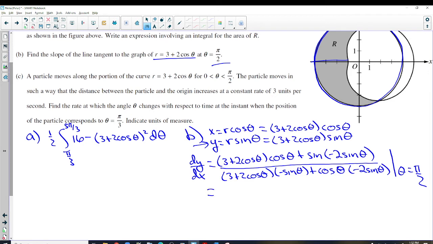So cosine of pi over 2. Oh, pi over 2 is going to be nice because we get some zeros. That's going to be 3 plus 0, so 3, times cosine of pi over 2 is 0, plus, I left theta off. Sine of pi over 2 is 1. Over cosine of pi over 2 is 0. Sine of pi over 2 is 1, so negative 1. Cosine of pi over 2 is 0. It doesn't matter now, but sine of pi over 2 is 1, so that'll be negative 2. So we got 0 here, 0 there. Negative 2 over negative 3, 2/3.